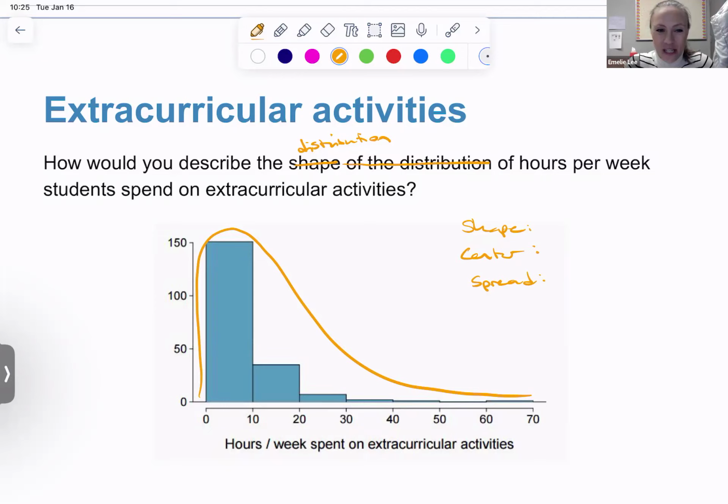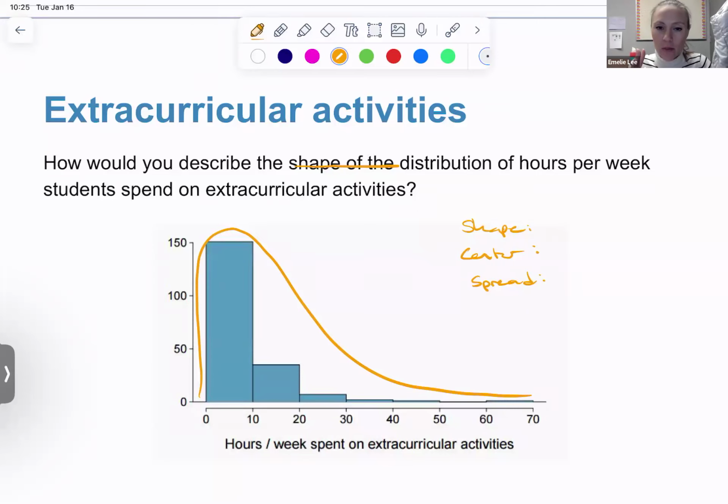Of hours per week. So I guess I didn't need to do that. I could have just read the whole thing and cross that out instead. The distribution of hours per week students spend on extracurricular activities. So now we have this histogram and we want to describe the distribution.